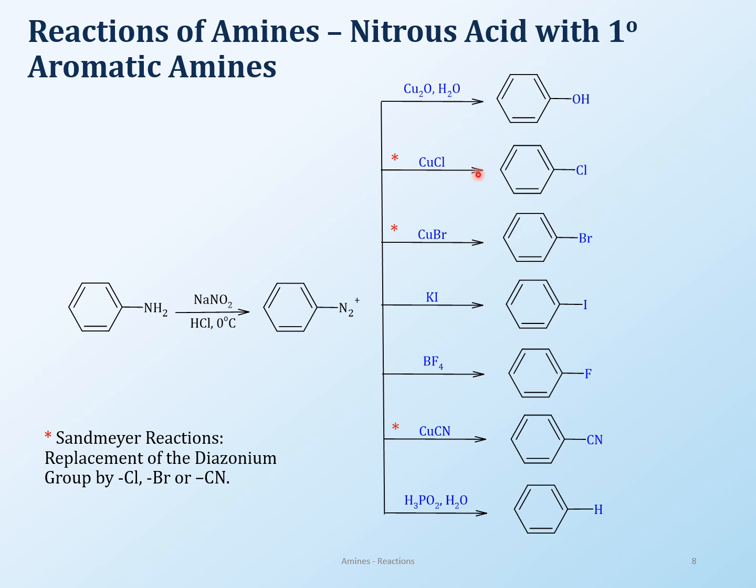Why would you want to make chlorobenzene using an amine? First of all, you don't really need to, because you can make chlorobenzene just by doing chlorination on benzene. But this is a substitution reaction, and this is just to show you that it is possible to substitute chlorine for an amine group, which in itself is an amazing thing to do.